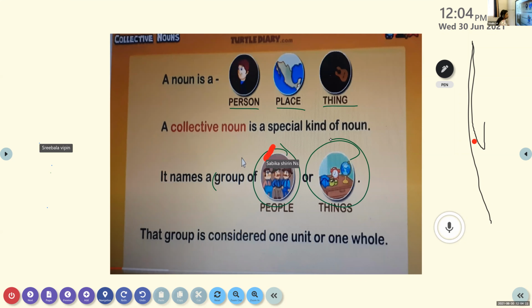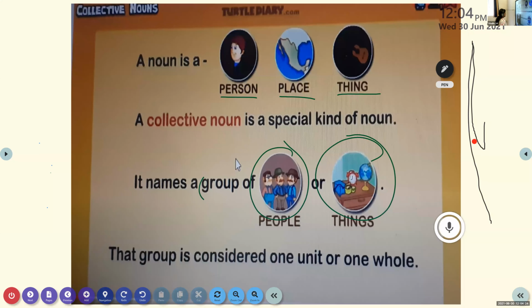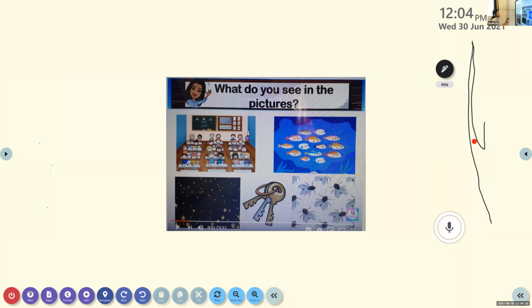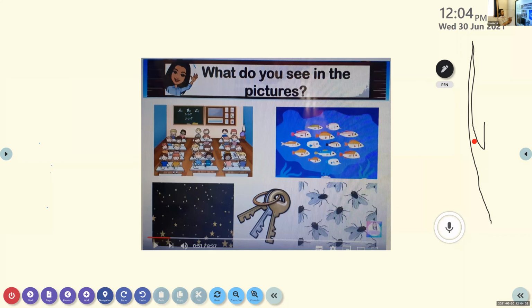Now let's move on to the next one. I hope it's clear. All of you look at this picture. We have seen these examples in the last session. Here it is a group. All of you are sitting there in the class, so it is a class of students. What do we call a group of fish? All these are groups. So what do we call it? It is a shoal of fish.